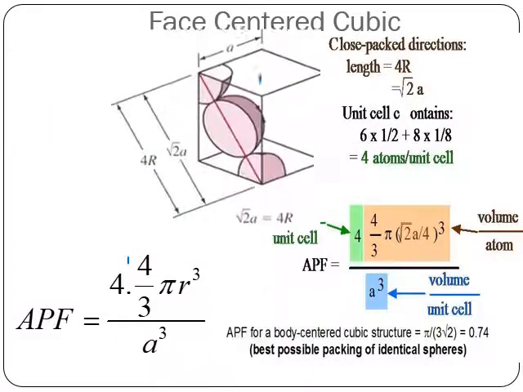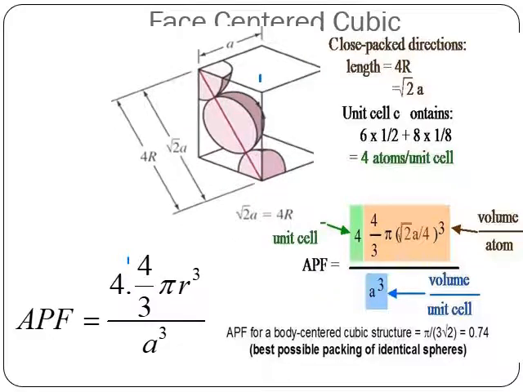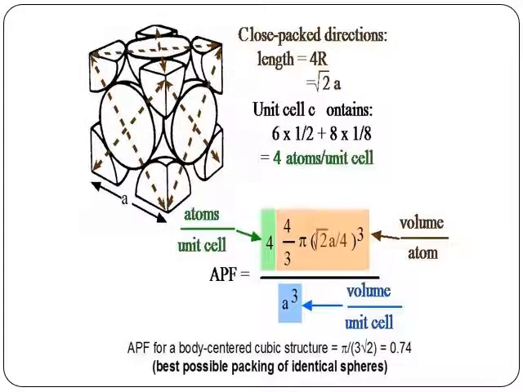Just to visualize that, 4r will be equal to root 2a. Once you substitute a in terms of r in this APF equation, you are going to get 0.74. So 0.74 means 74% of the unit cell is filled with atoms. The remaining 26% is free space.